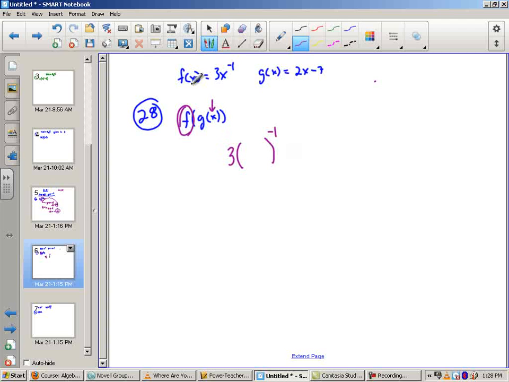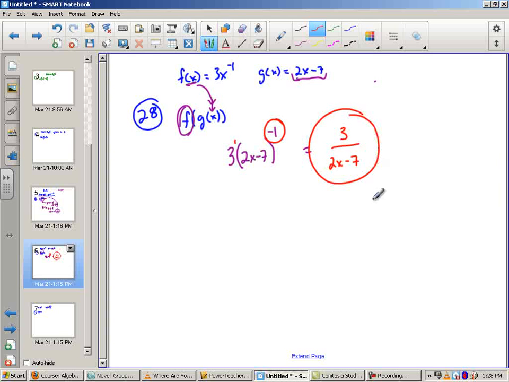Well, my x value is no longer going to be x, it is now g of x. And g of x, of course, equals 2x minus 7. So I slide that in here. That's the difficult substitution that has to take place. From here, it's about simplification. And I know that things with negative exponents need to move to the denominator. And this whole parenthesis has that negative exponent. The 3 has a positive 1 exponent, so it's going to stay on top. But all this other stuff needs to move down, meaning I will have 3 over 2x minus 7. And that's the answer for number 28.